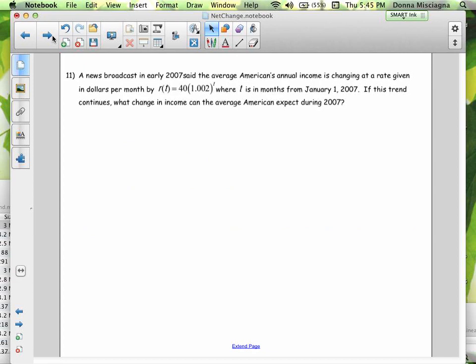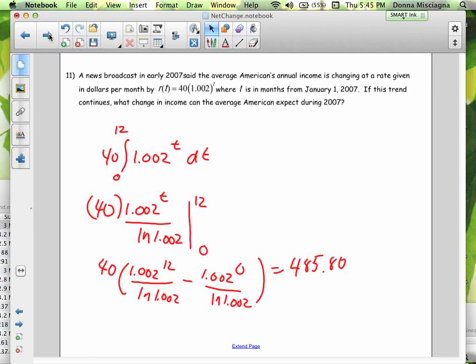All right, so now be thinking what you're going to do. I hope you all figured out you're going to integrate. Be thinking about what your limits of integration would be if it's during 2007 and t is in months. What do you think? Of course, you're going to integrate from 0 to 12 because there are 12 months in a year. So t is in months and we've got 12 months. We're finding the accumulated change from 0 to 12.